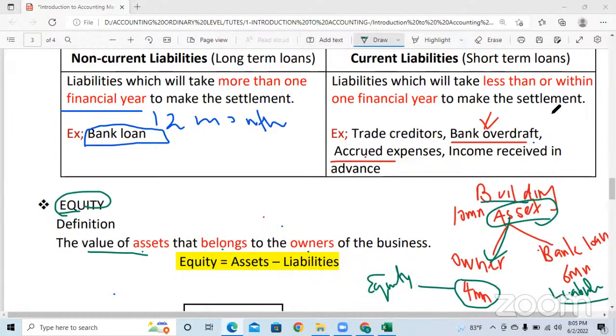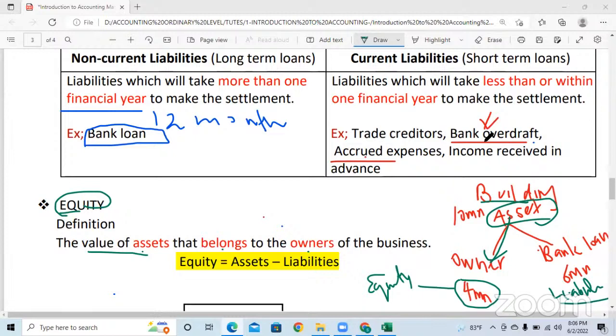See here, you started a business. To start a business, you needed a building. To buy a building, you have only 4 million in your hand. So you go to the bank and ask for a 6 million loan, so that your bank gives you a 6 million loan. Now you know loan is a liability.